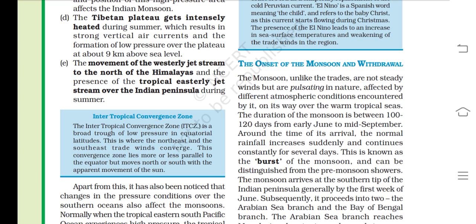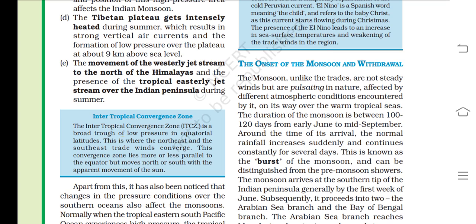Okay, this is known as the burst of the monsoon. Burst of the monsoon means when the monsoon is going to arrive, what happens? The rainfall suddenly increases, and this is known as the burst of the monsoon and can be distinguished from the pre-monsoon showers. Means a differentiation can be made between monsoon and pre-monsoon showers.